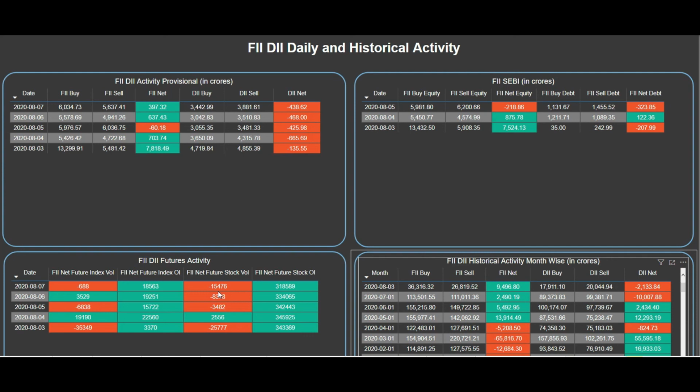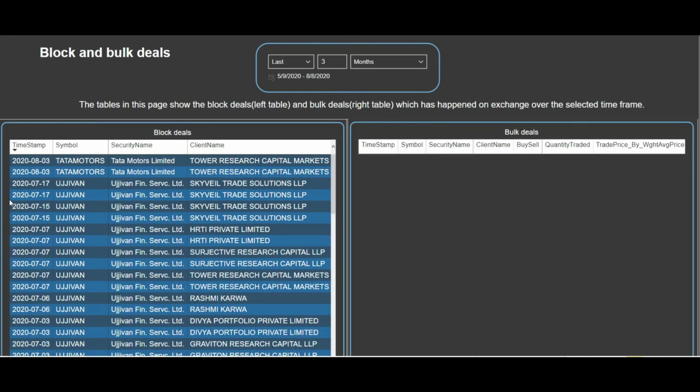Now coming to the last but not the least, which I mentioned, the block and bulk deals data. This is the 8th page, which offers you all the block and bulk deals which have happened on a particular day, including the last trading day. You can see the historical data up to 6 months also in this particular page.